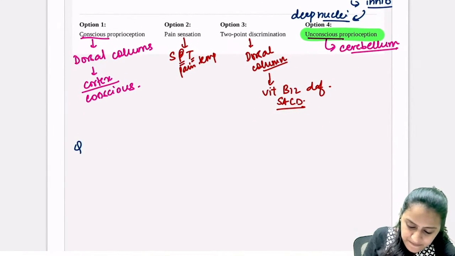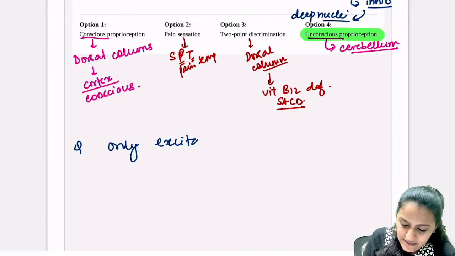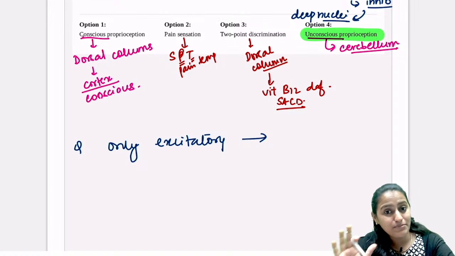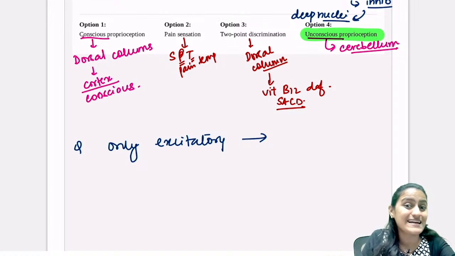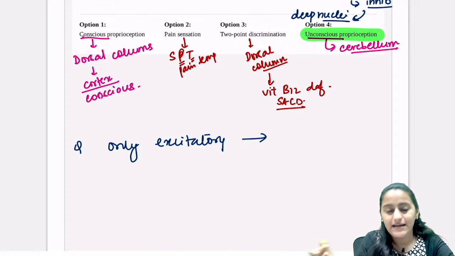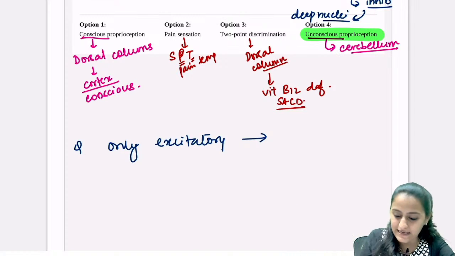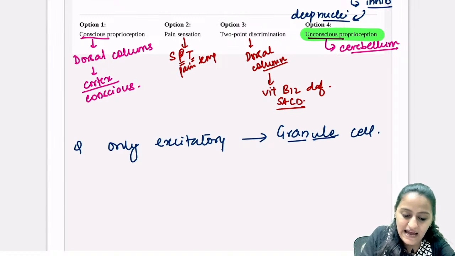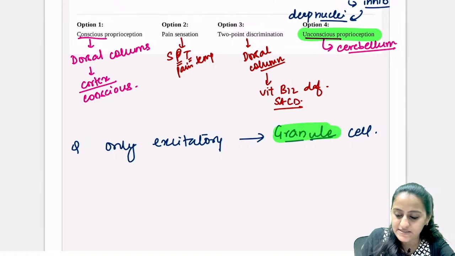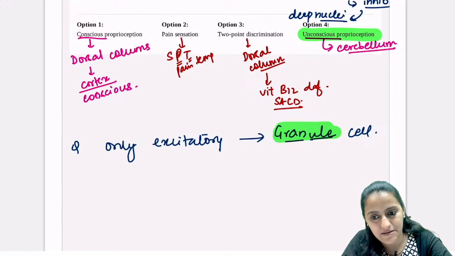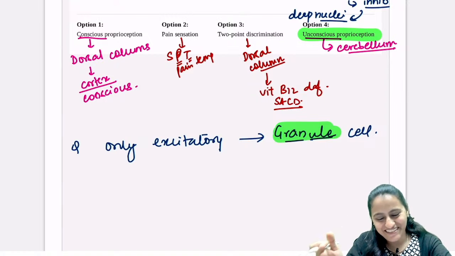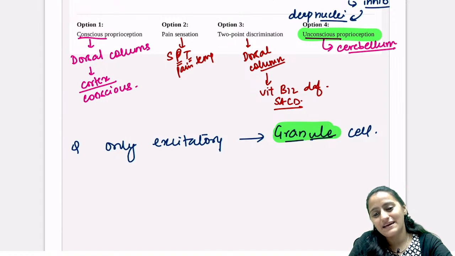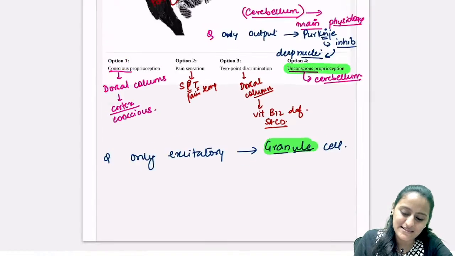Another question: which is the only excitatory cell in the cerebellum? Remember our mnemonics, we have learned so many. There is granny, the old-age granny, who is always excited. So remember, granny is excited always. It is the granule cell which is the excitatory cell. Granny excites everybody else in the cerebellum. Granule cell, it's not granulosa. In granulosa cell tumor, inhibin is the marker. This is the granule cell which is excitatory.